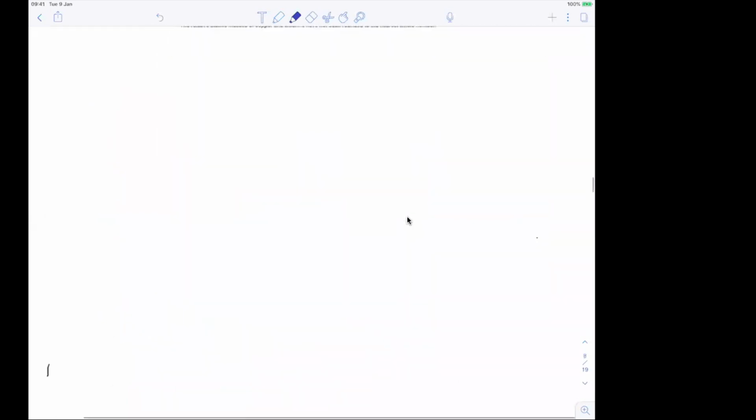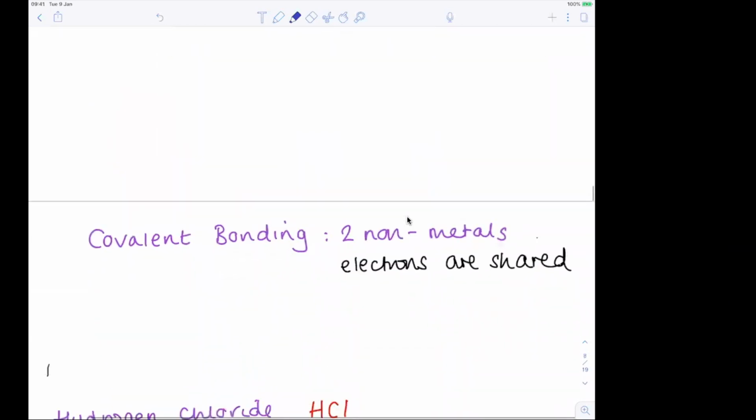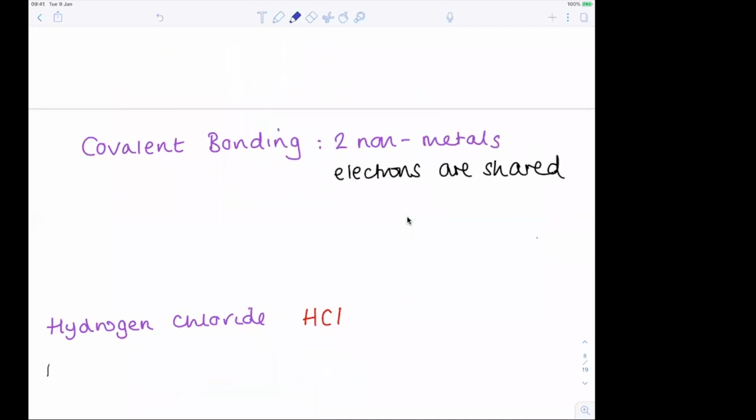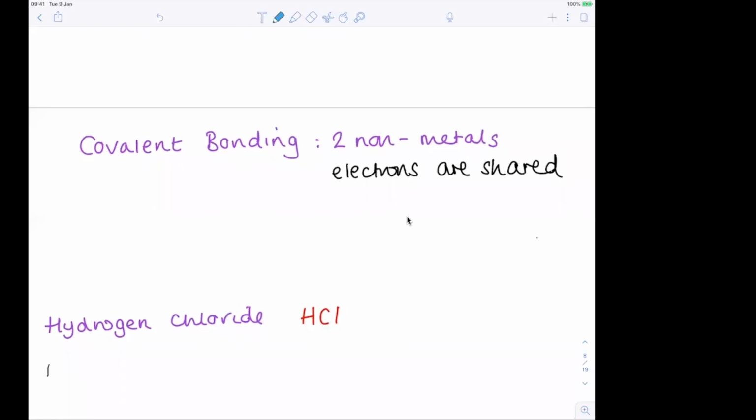So I've got another periodic table here so that we don't get too bogged down with scrolling back up. So covalent bonding, notice this time we're looking at 2 non-metals, whereas before we had a metal and a non-metal. Hopefully you might find this a bit more straightforward. So let's start with our first example, hydrogen chloride. It's exactly the same situation.